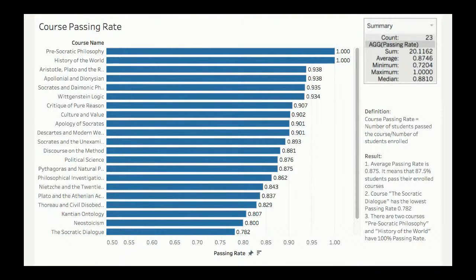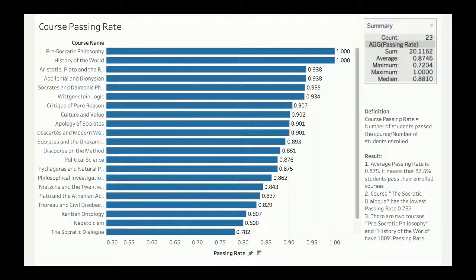This graph shows the course passing rates. I define course passing rate as the number of students who passed the course divided by the number of students enrolled. The reason why I didn't directly use the number of students who passed the course is that generally if a course enrolled many students, there will be more students passing the course. So just using the number of students who pass the course doesn't mean anything. But the passing rate can directly show the difficulty of the course or the students' ability to pass the course.